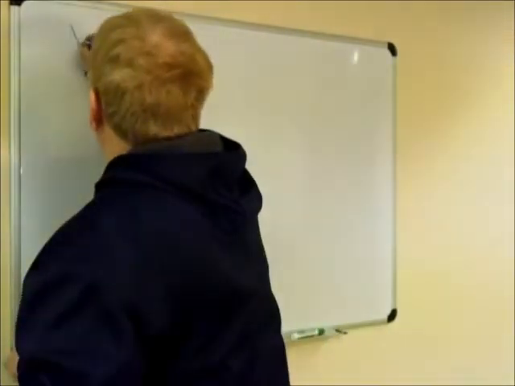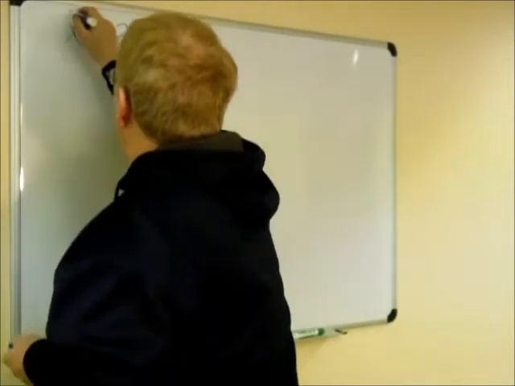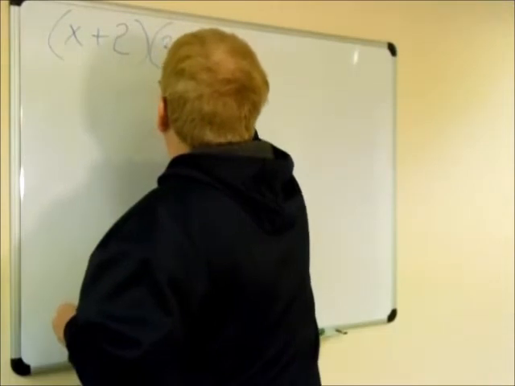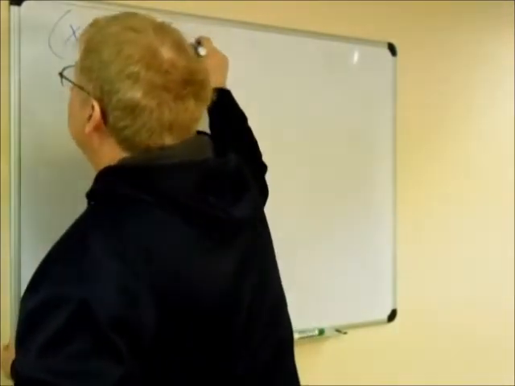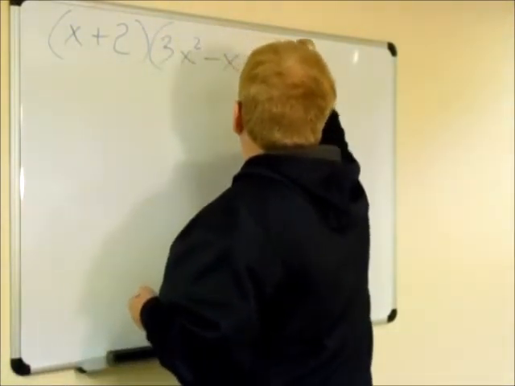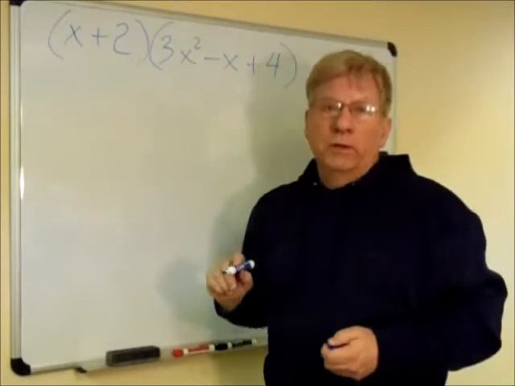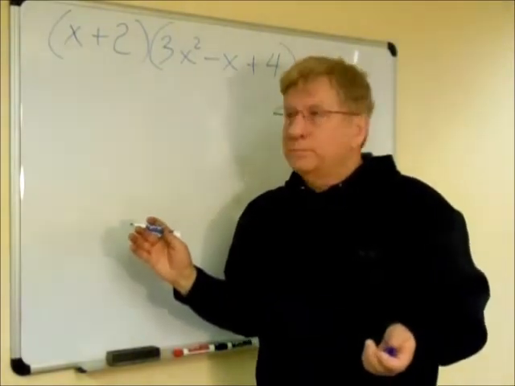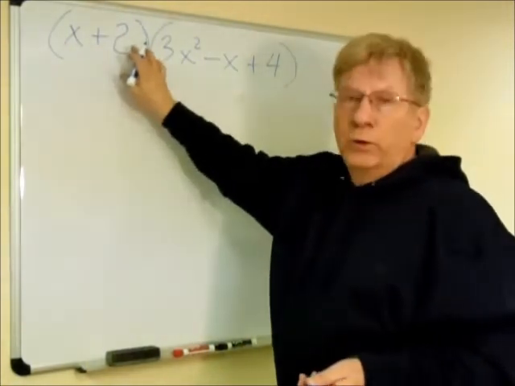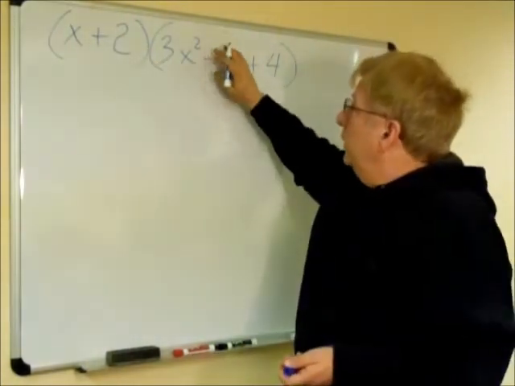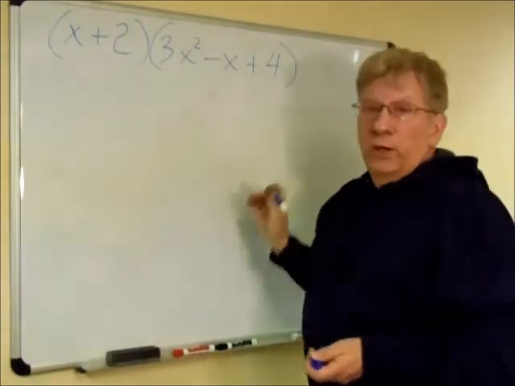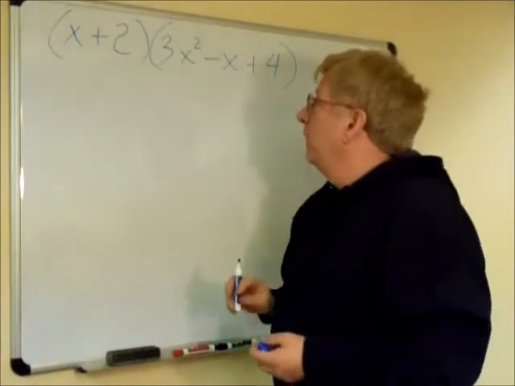Let's say we have x plus 2, a binomial, times a trinomial, 3x squared minus x plus 4. The first thing we look at is, are they in standard format? X to the 1 and then a constant, so we're in the correct order on that. X to the 2 minus x to the 1 plus 4. So yes, we're in standard format in both cases.